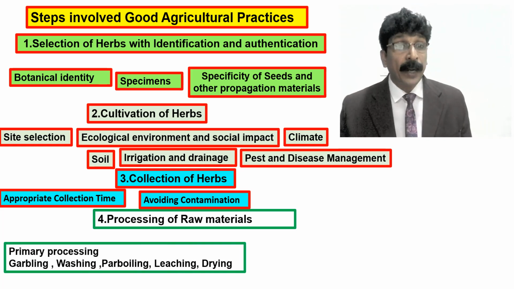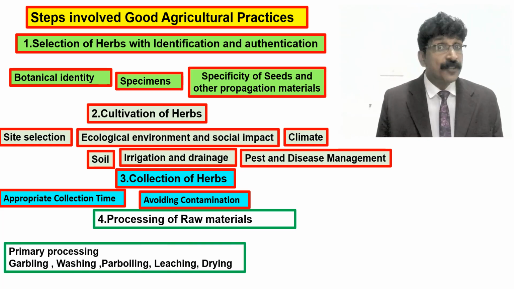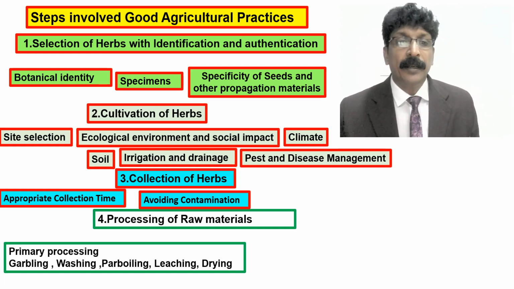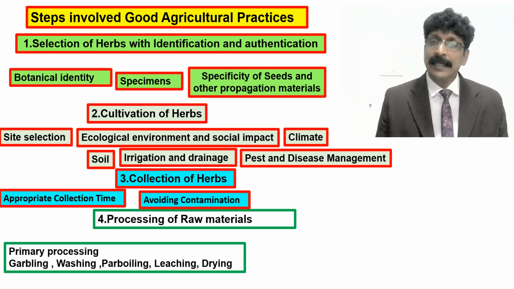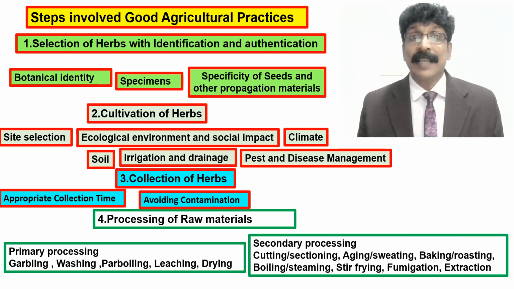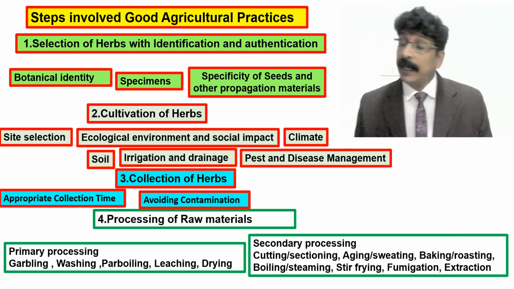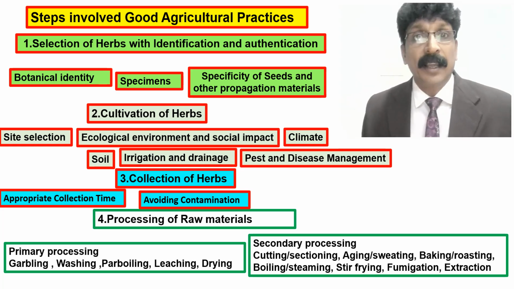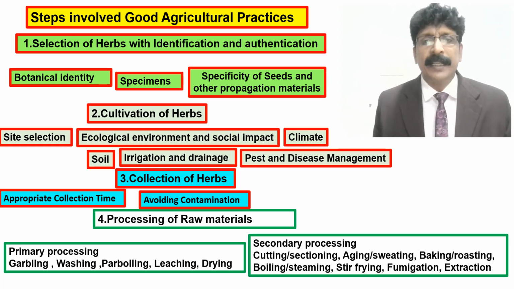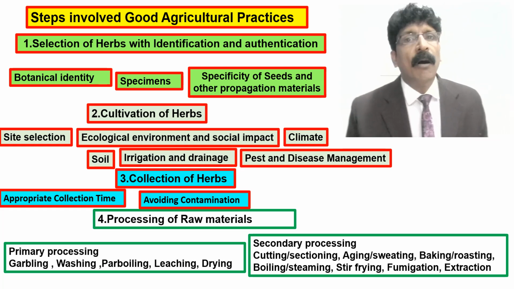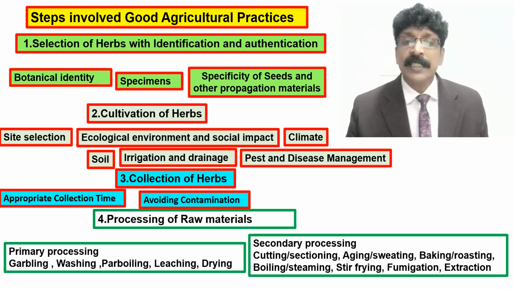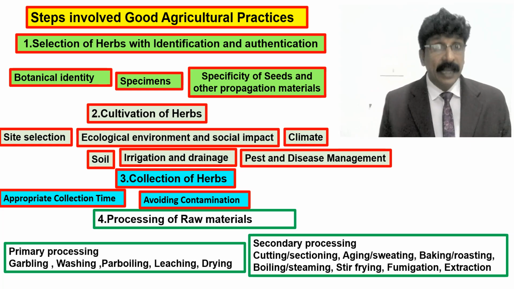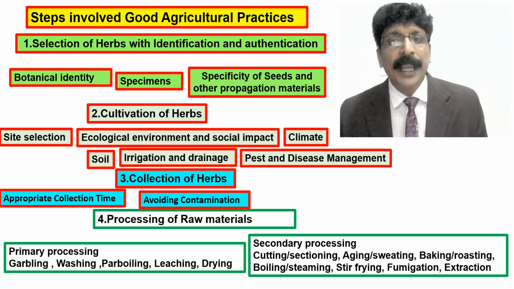There is primary processing, in which we should know about garbling, washing, parboiling, leaching, drying. Secondary processing: cutting, or we can say sectioning, aging or sweating, baking or roasting, boiling or steaming, stir frying, fumigation, extraction.